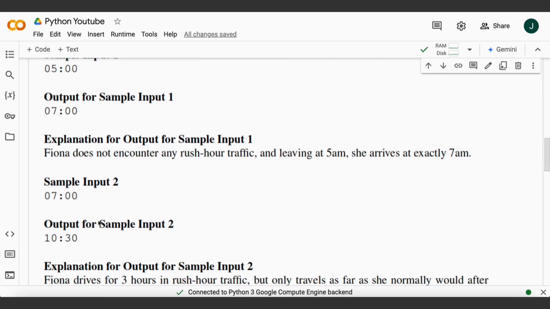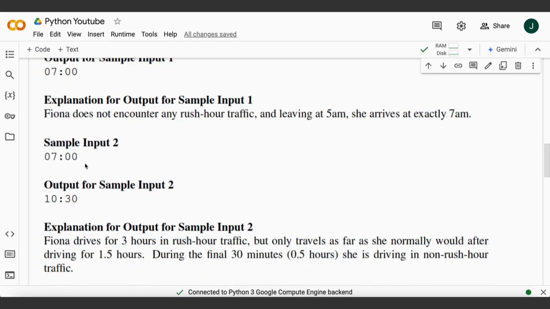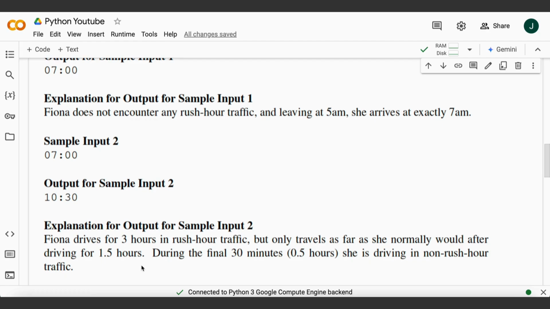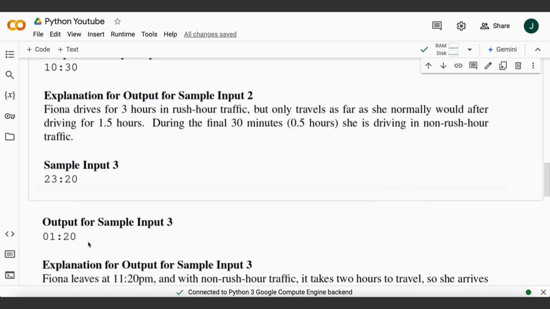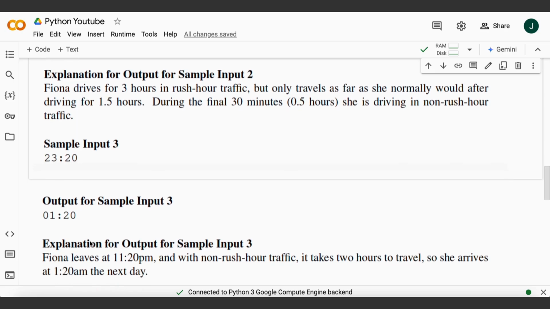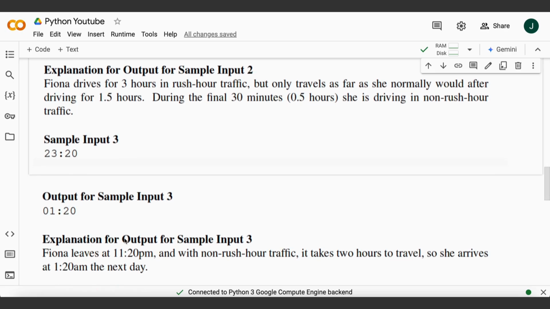Example 2 is 7, and the output is 10:30, which starts in rush hour traffic and ends outside of the rush hour traffic, right? The explanation talks about that. And example input 3 is 11:20 and the output is 1:20, which is outside of the rush hour traffic, right? But it falls into a second day.